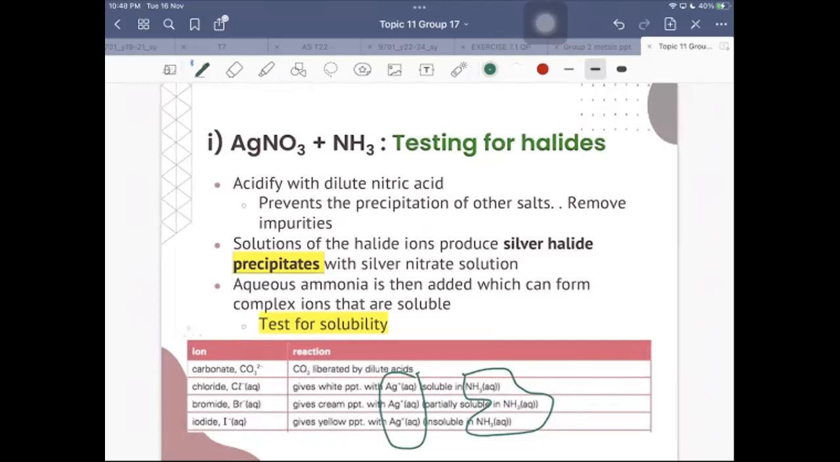So you will add silver ions, usually silver halide, whether it's silver chloride or silver nitrate. And then you should be expecting a precipitate. Your precipitate can either be white, cream, or yellow. Now you may think, if I already know the precipitate is white, why do I need to move on with adding ammonia?